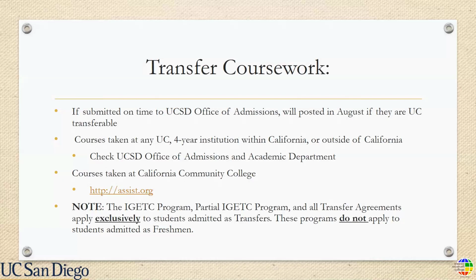If you took coursework at another UC, a four-year institution within California or outside of California, you may need to check with the UCSD Office of Admissions as to whether the courses are UC transferable. You should check with the corresponding UC San Diego department to see if the courses can count towards requirements. If you took coursework at a California community college, use the website assist.org to see whether they are UC transferable and if they're equivalent to any UC San Diego courses.